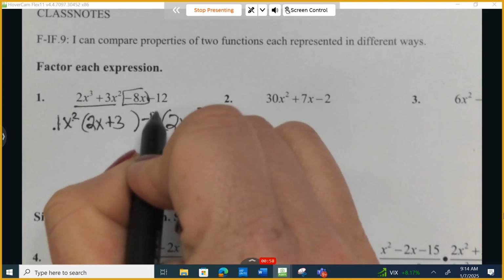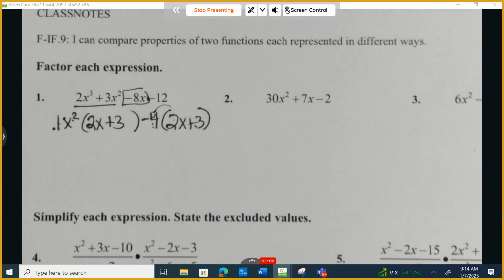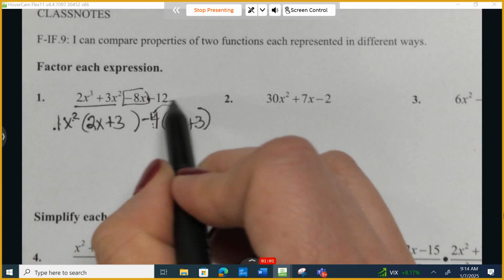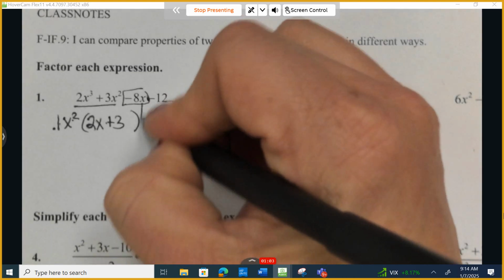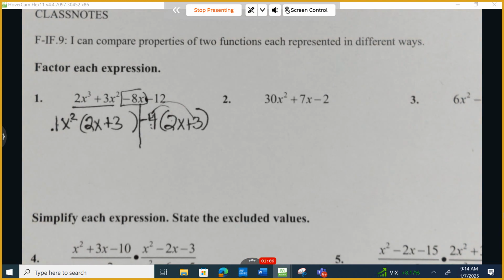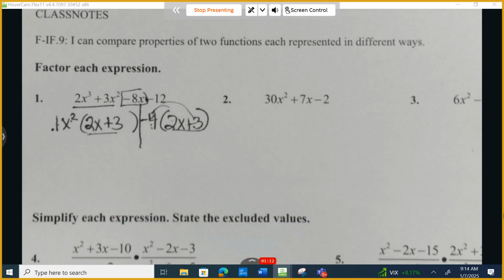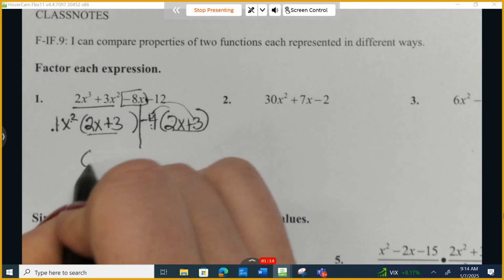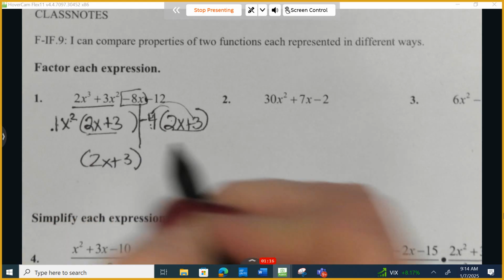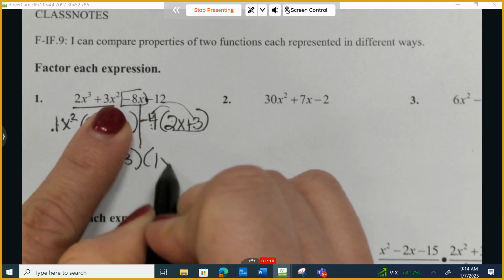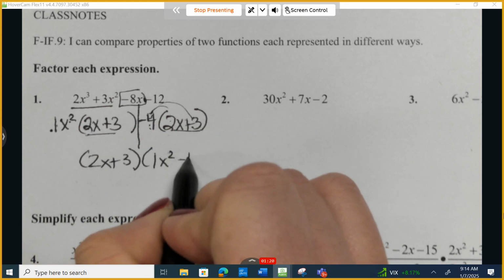So that would be negative 4. So negative 4 times 2x is negative 8x, and I can see that negative 4 times 3 is negative 12. So I have a front half here, and I have a back half here. So the next thing that I'm going to do is look here, and I see they both have the parenthesis 2x plus 3. One time I write down 2x plus 3. In front of the first group is 1x squared. In front of the second group is a minus 4.